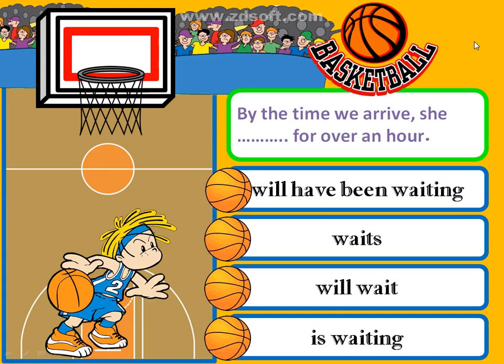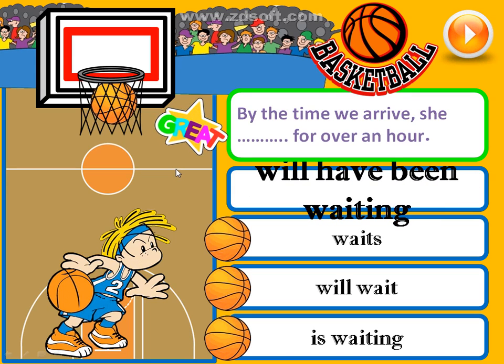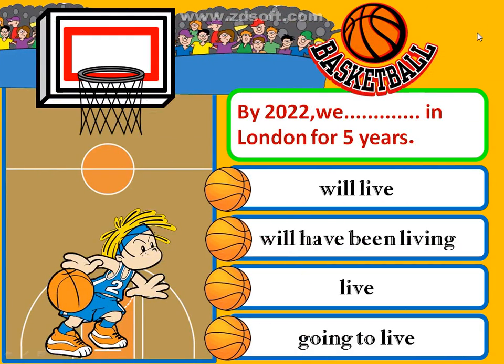By the time we arrive, she for over an hour. Here we are focusing on the duration, an action that will be happening, so it will have been waiting. Excellent, great job my dear. By 2022 we blank in London for 5 years. Here we are focusing on the duration, an action that will be happening before a specific time in the future, so we use the future perfect progressive. So the correct answer is will have been living. Excellent my dear, great job.